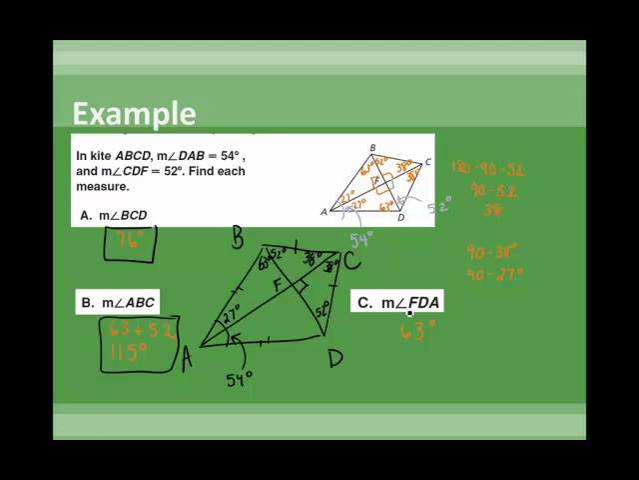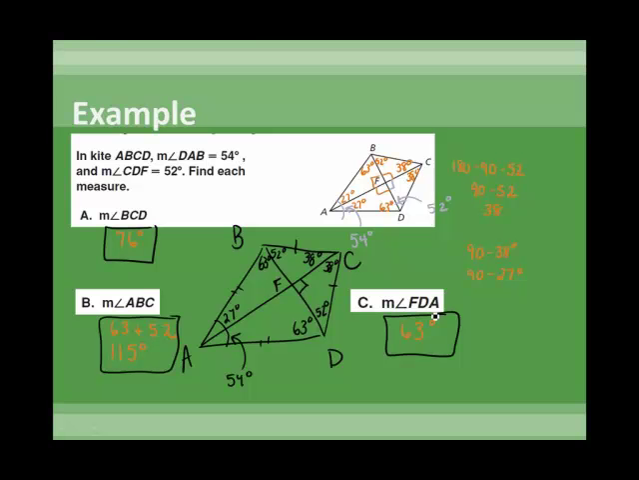And then lastly, we wanted to find FDA. Well, we just found that this was 63, so that means FDA has to also be 63, and that's why we had that there. Okay? All right, any questions about a kite? Anything at all?